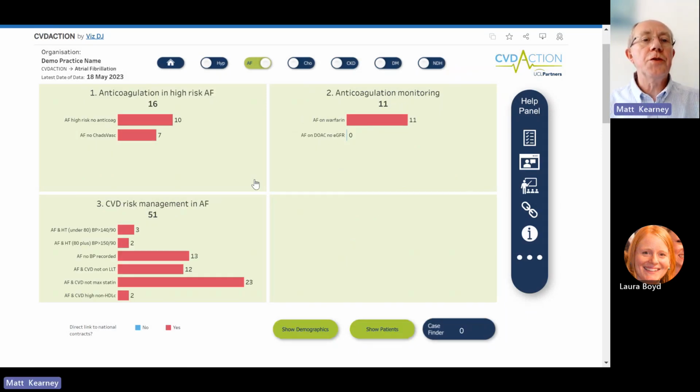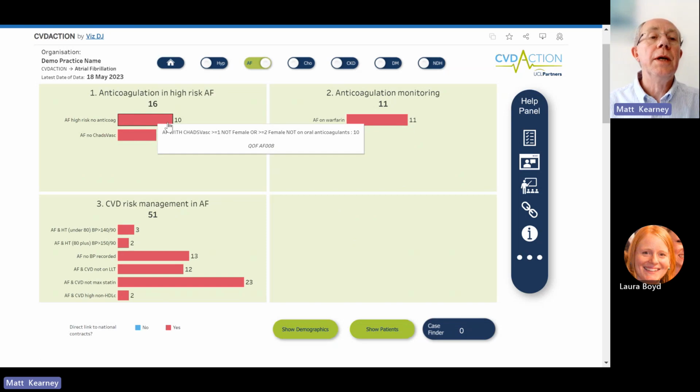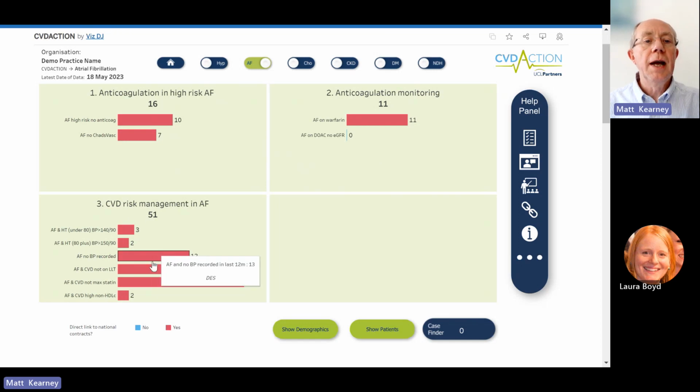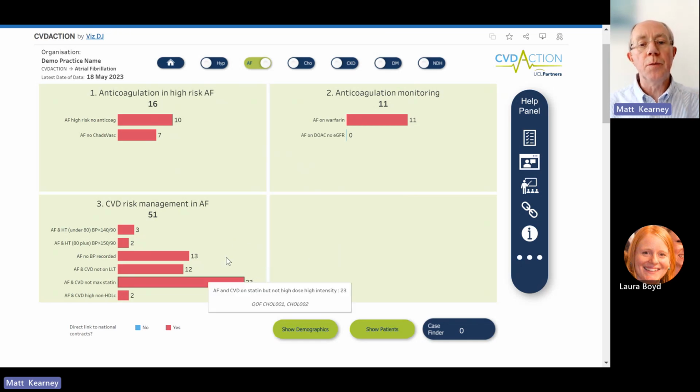So high-risk atrial fibrillation not on anticoagulants, or patients who haven't had a CHA2DS2-VASc score done, patients whose monitoring is potentially due, and then the broader cardiovascular risk management in patients with AF plus hypertension whose blood pressure is not well controlled, or AF plus CVD who are not on appropriate lipid-lowering therapies. And again, they're chunked up into manageable groups of patients so we can prioritize. We don't have to consider them all in one chunk. So we turn this into really actionable data.